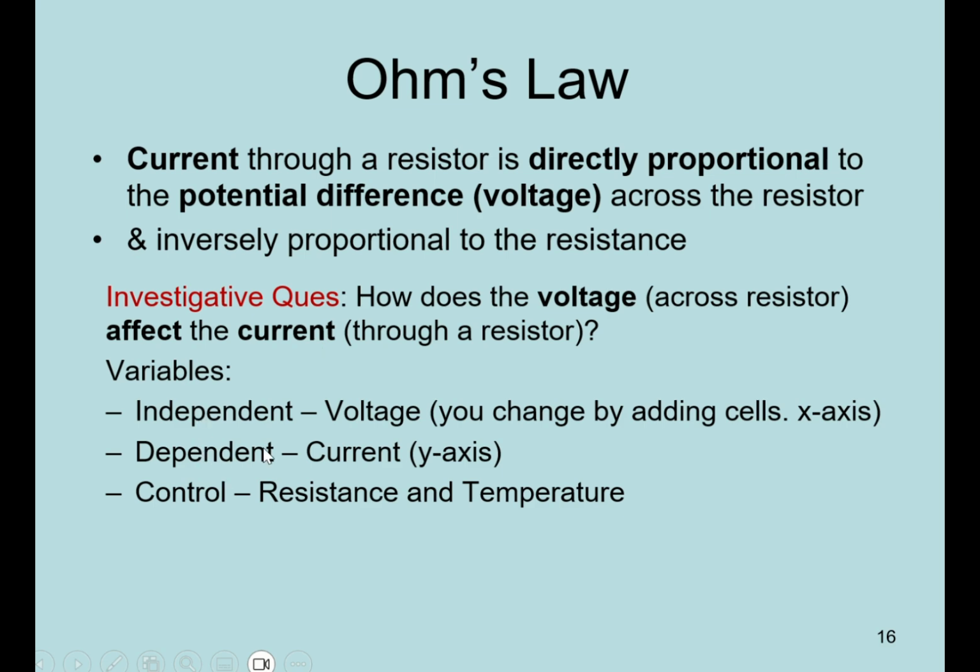Variables. We're trying to see how the current depends on the voltage. This is the one we change by adding cells, and when we plot it, it's on the x-axis, and the current is on the y-axis. And the control variables are the resistance itself and the temperature.